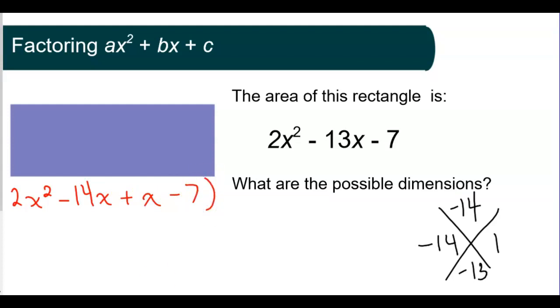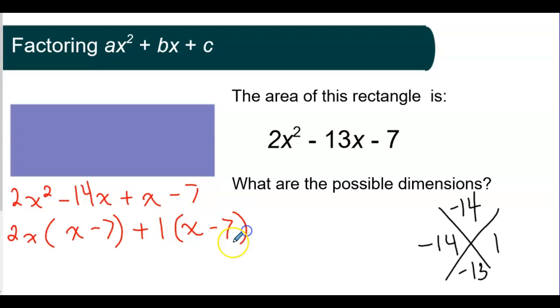And now I am going to factor by grouping. In order to do that, I can take 2x out of the first two terms, and I get x minus 7. And then look at this second pair, x minus 7. There is no common factor except for 1. So now I could write this as 1 times x minus 7. My length and width could be 2x plus 1 and x minus 7.